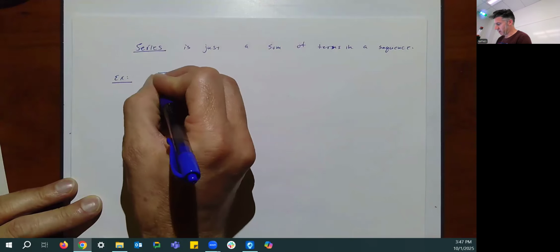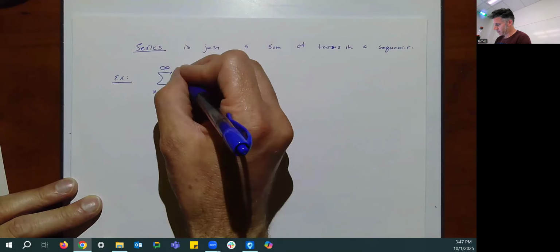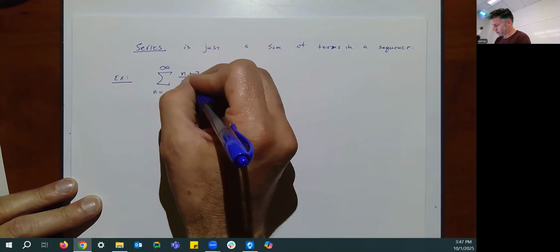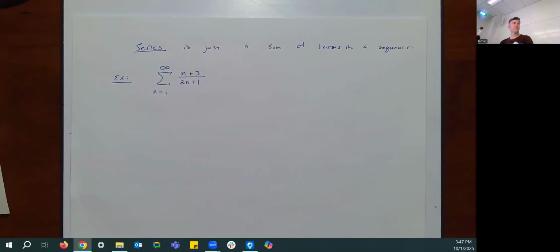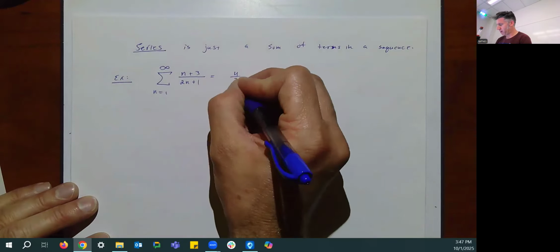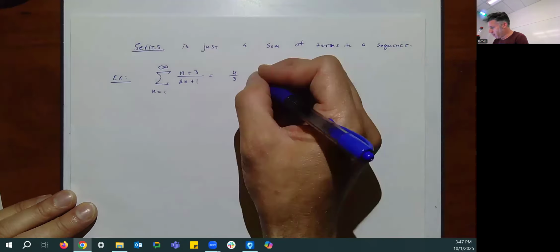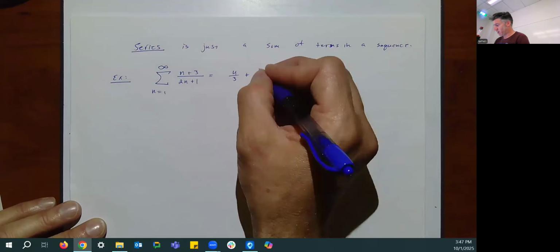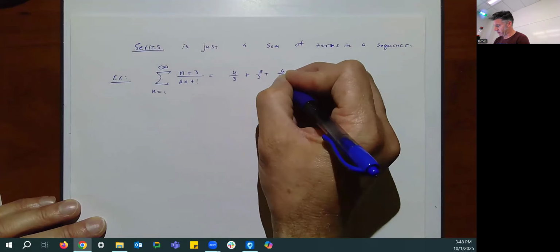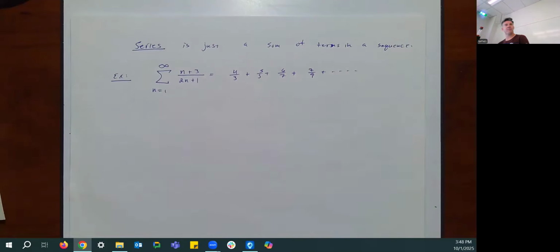Let's say we have the sum from n equals 1 to infinity of (n plus 3) over (2n plus 1). We start writing out some terms. So I've got, let's see, 4 over 3. I hate writing out terms. I know it's sometimes useful, but most of the time for this, it's not that useful. 5 over 5, 6 over 7, 7 over 9, and so on and so on.